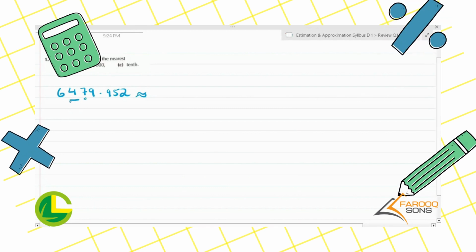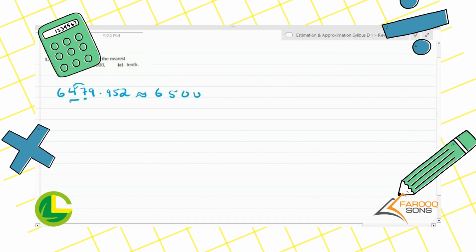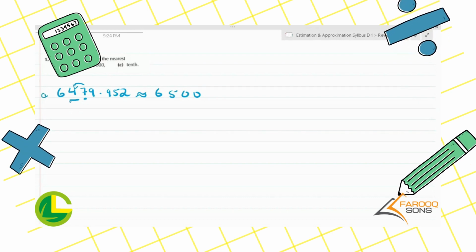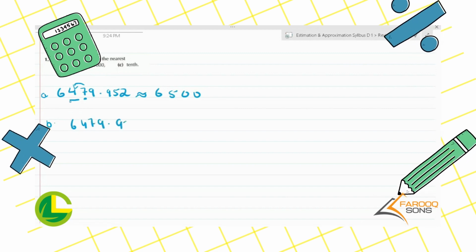After this is a 7. The 7 decides whether to give a 1 or not. As 7 is more than 5, it is going to give a plus 1. Hence the number becomes 6500. Right? There we go with the answer. Part A. Then we have part B, which says round off this number 6479.952 to the nearest thousands.